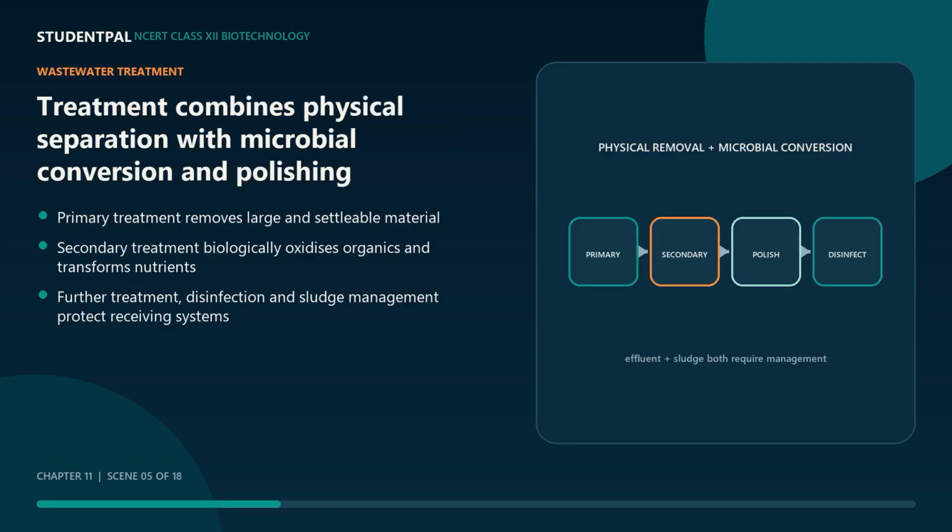Wastewater treatment commonly begins with screening, grit removal, and sedimentation to separate large or settleable material. Primary treatment mainly changes the physical load. It does not remove every dissolved pollutant.